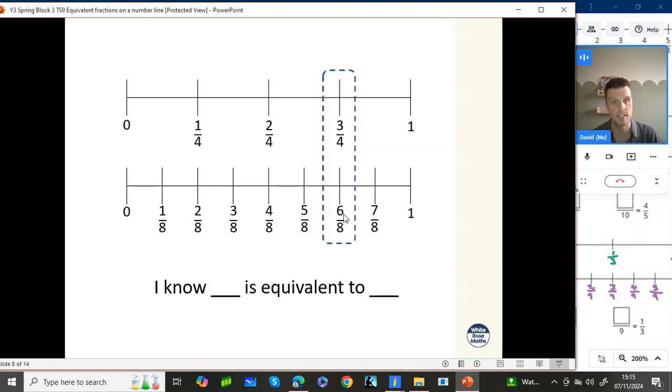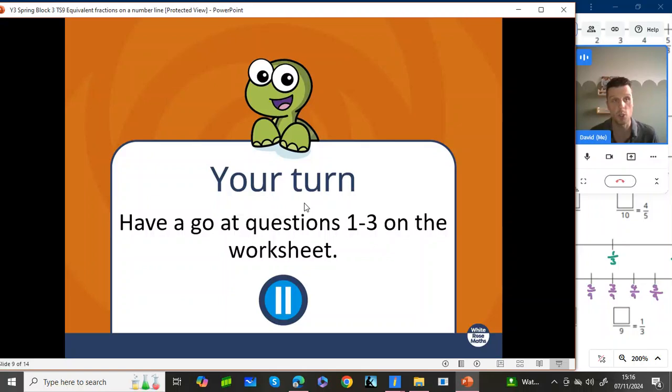3/4 is equivalent to 6/8. So just before we go on to the worksheet, as you can see, the equivalent fractions are always directly underneath each other, if they're not equivalent. Okay, so we're going to use those number lines to help us in our answers now. So we're going to move on to questions 1, 2, and 3 on the worksheet.